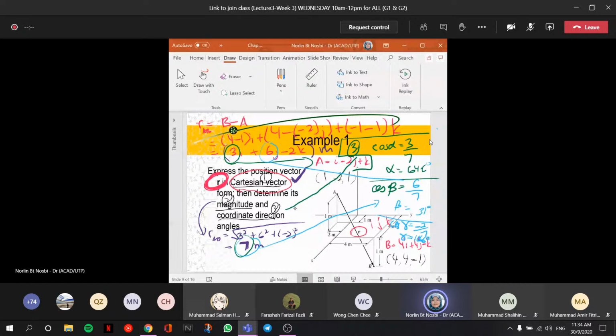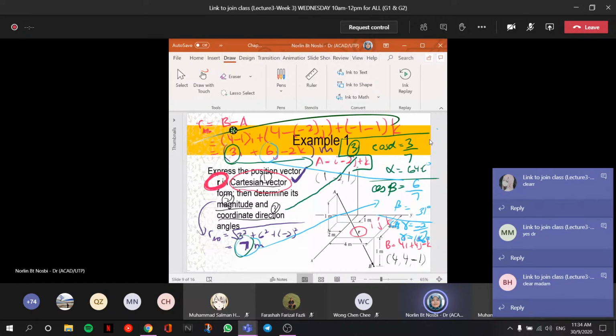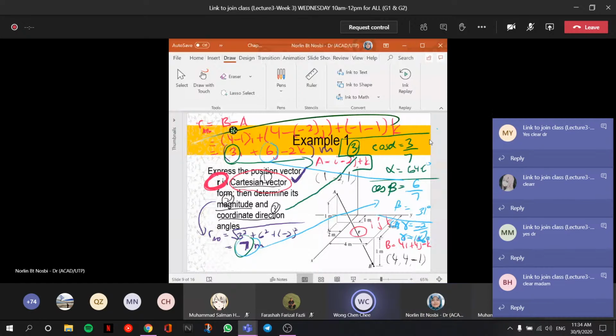So is it clear until now? Okay, is there any question? Doctor, how to determine the alpha, beta, and gamma if it's negative or not?